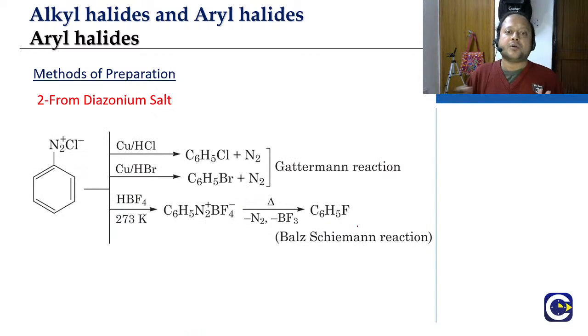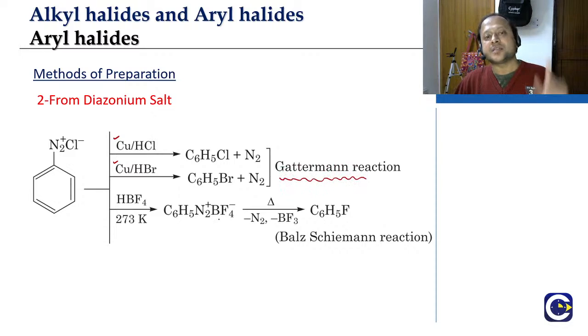Now the other method that I was talking about. If you use copper powder with the respective halo acid, it can be HCl, HBr, you can again have chlorobenzene or bromobenzene for that matter. Now this is called Gattermann reaction. Earlier that was Sandmeyer reaction. It is the modified form of Sandmeyer reaction called Gattermann reaction.